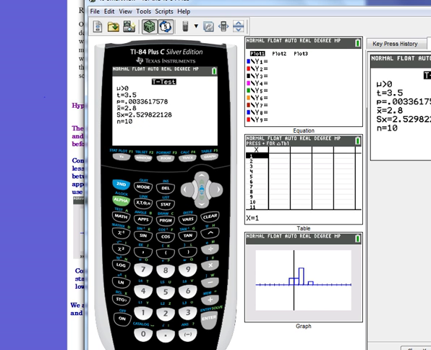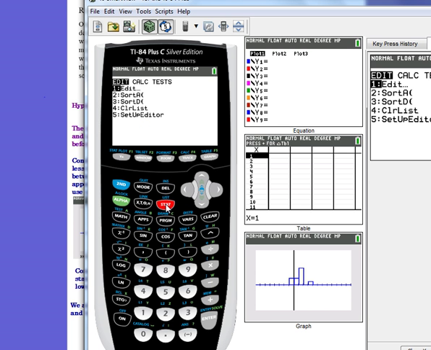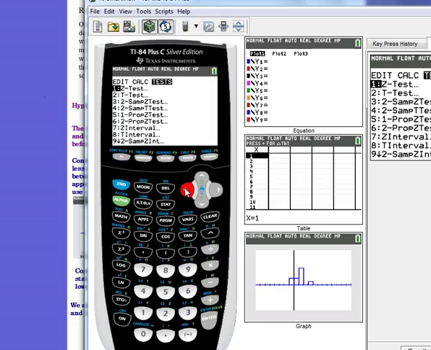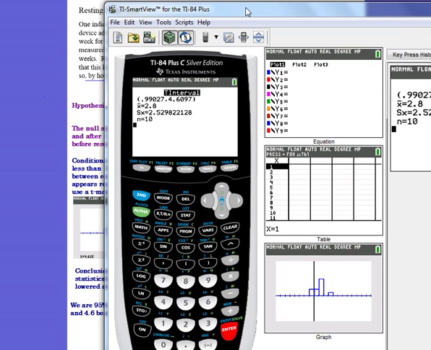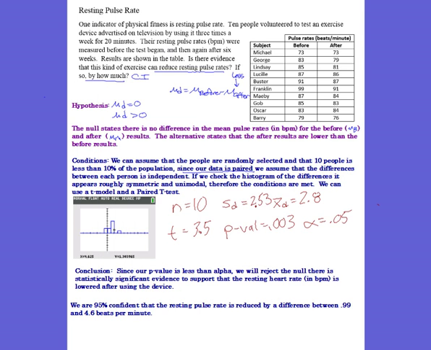Just as a reminder, on your calculator, when you go to stat, you go to tests, number 8, t interval, and we run that on list 3. A 95% confidence interval is acceptable. And then we get this number here as our difference, roughly 0.99 and 4.6. And so we can say we're 95% confident that the resting pulse rate is reduced by a difference of 0.99 to 4.6 beats per minute.